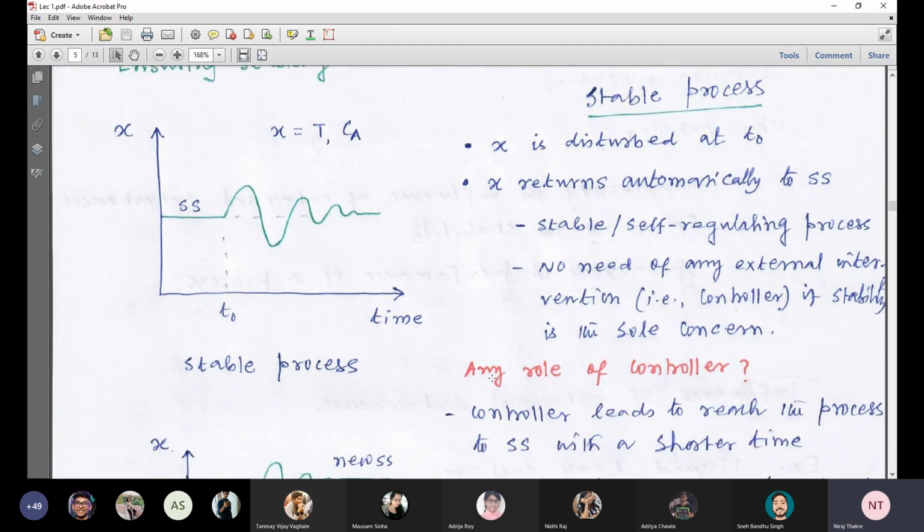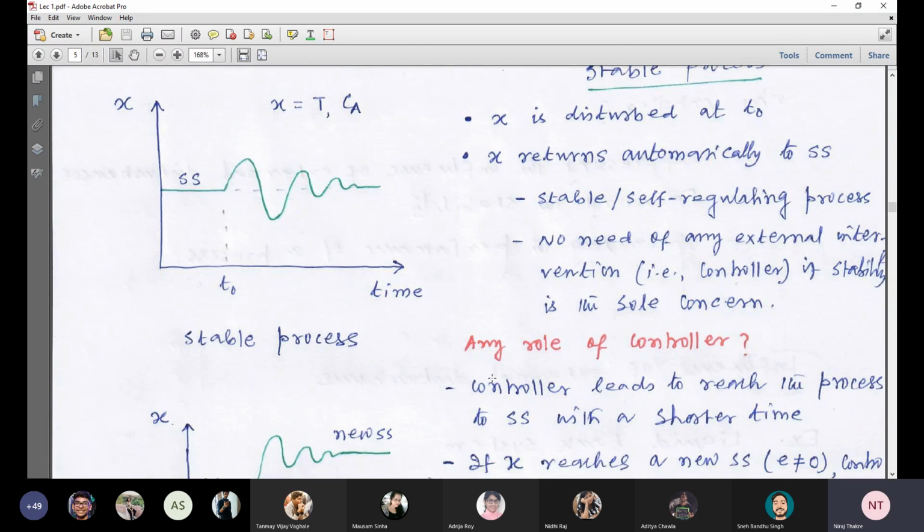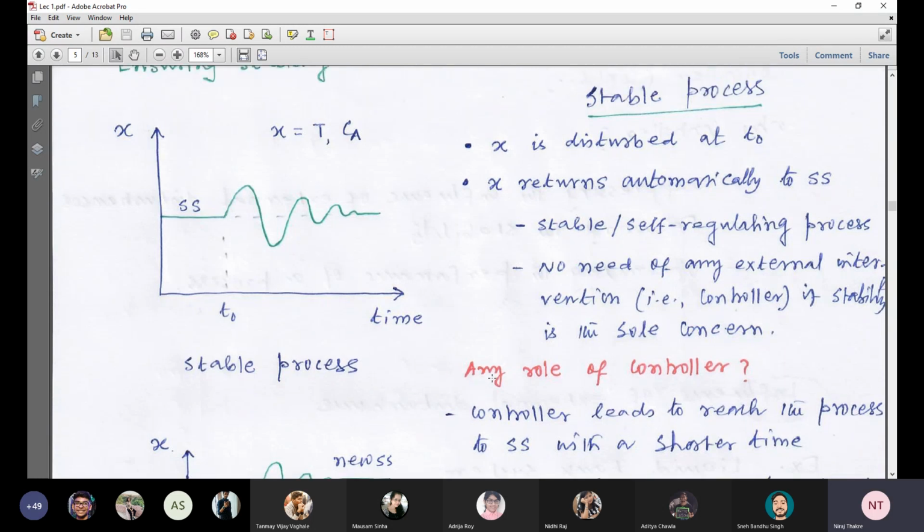Fine. I have written, in fact, these two points, you see. First one is the controller leads the process to steady state in a shorter time. Basically, this we can call the settling time. Settling time is the time between when the process is irritated with an external disturbance and when it settles. If we want to make this time period shorter, we can use one controller. That means we can come back to the steady state faster if we use a controller. This is the first point.